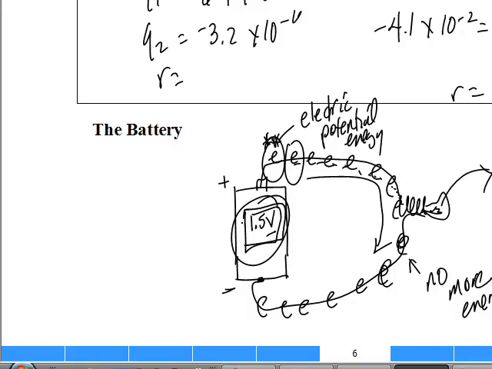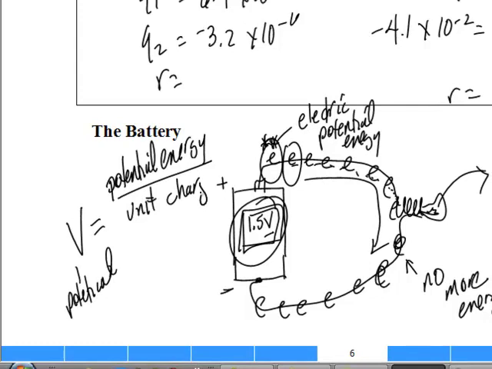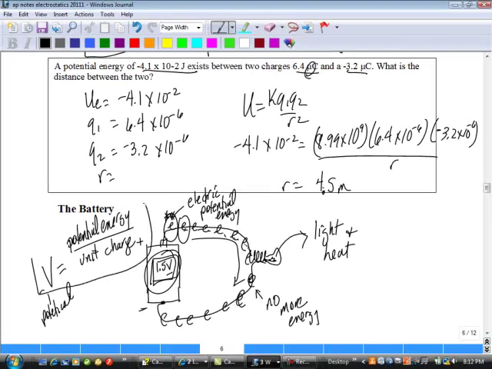So, what does that 1.5 volts mean? Basically, what that means is potential, V. This V means potential, electric potential. You're going to see it written a thousand different ways. We'll talk about each of those in a minute. But that is the potential energy per unit charge. So that is our definition of volts, the potential energy per unit charge.